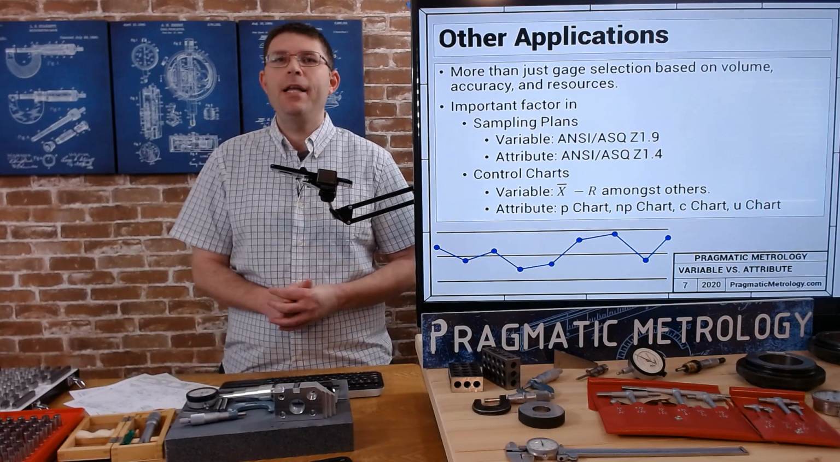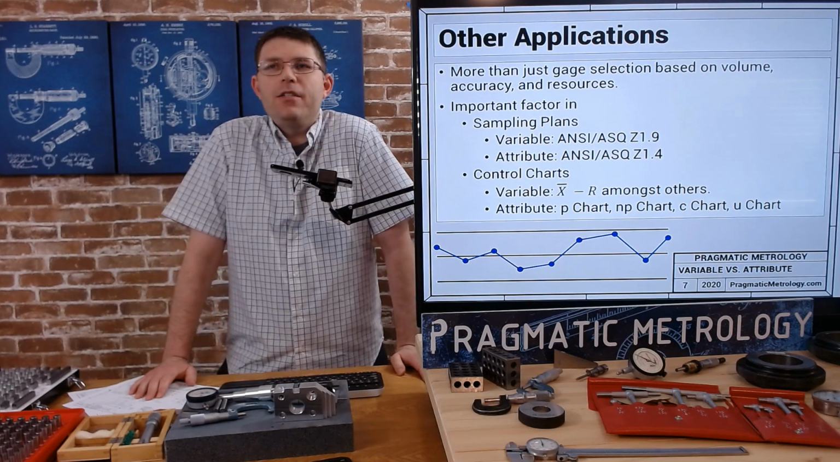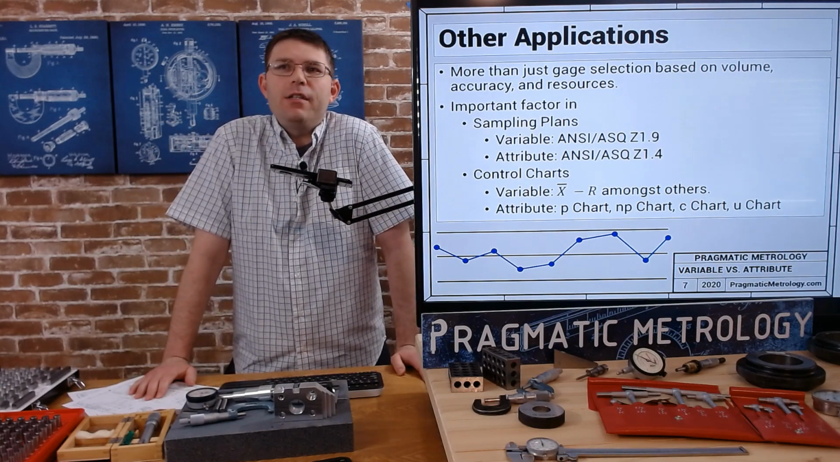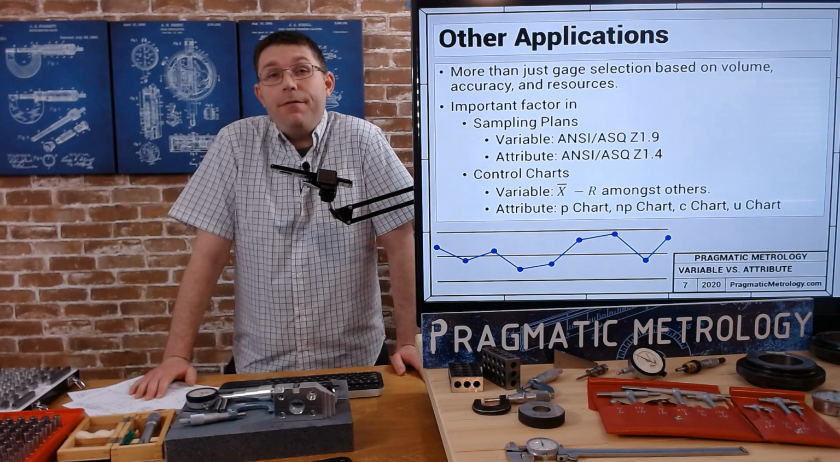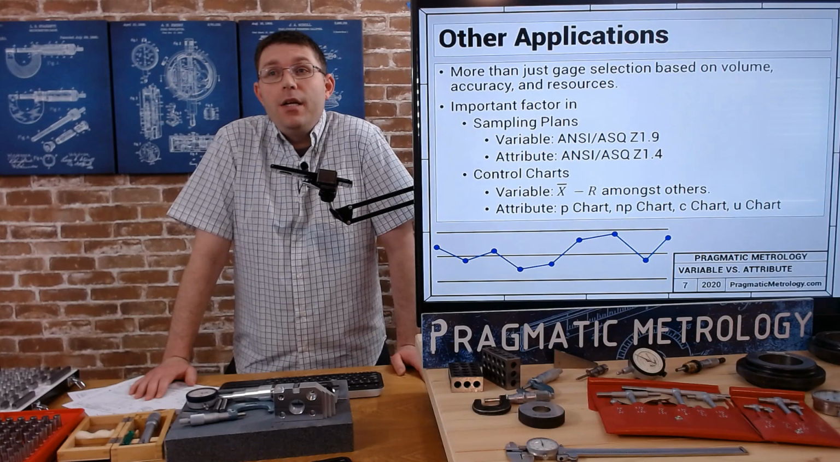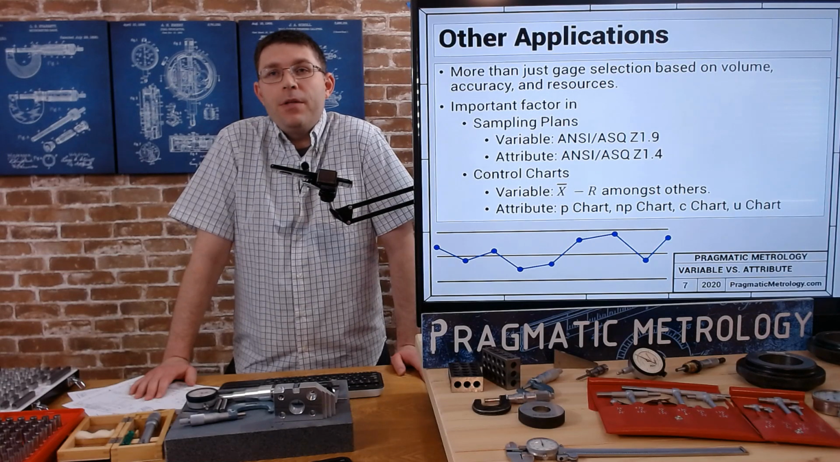So quickly, this is me on my last slide. Look at some other applications, because it's more than just gauge selection and volume and resources. As I mentioned, there are sampling plans that factor into variable and attribute. And when you get that, you get a control chart. So there's an example of a control chart on the bottom of that slide there.